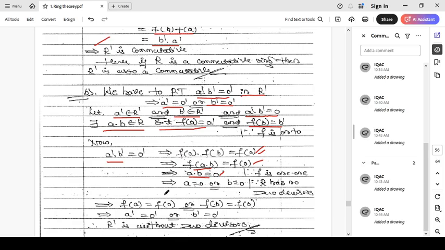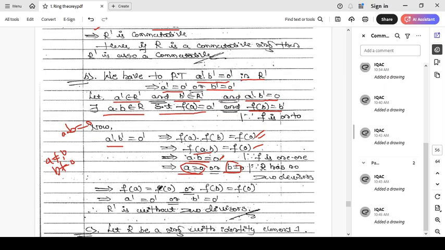So A is 0 or B is 0, we are getting AB is 0. So what is our conclusion? According to the zero divisors definition, A should be non-zero and B non-zero, then A into B should be equal to 0. But here we are not getting non-zero, we are getting 0.